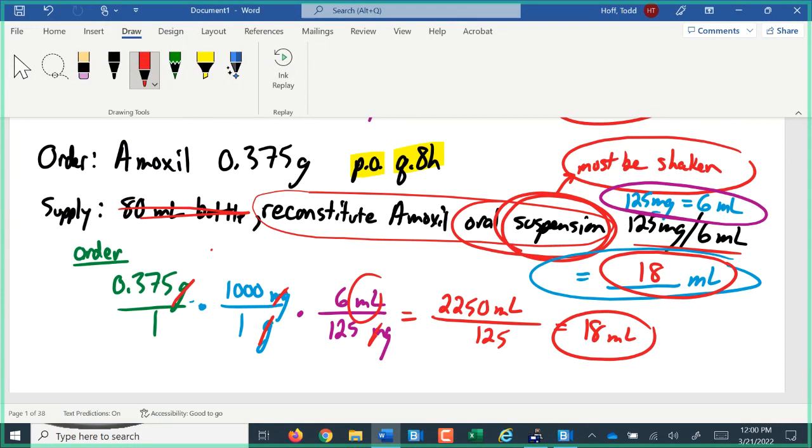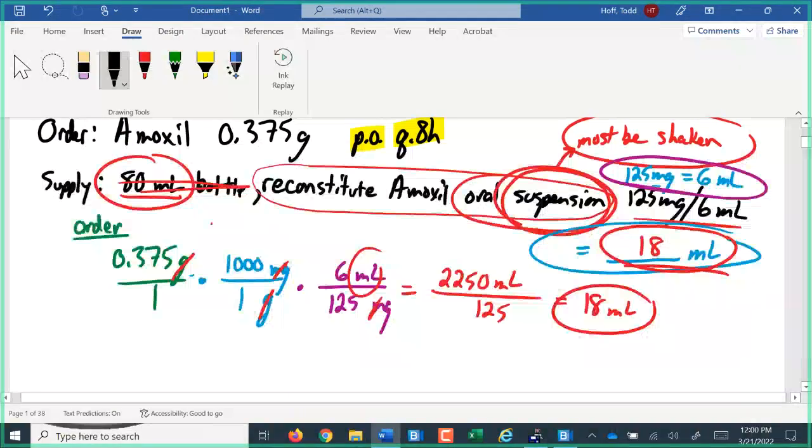Now here's the only place we would need this number here. This is an 80 milliliter bottle. This being 18 milliliters means there's going to be more than enough in a full bottle to fill our syringe, so we don't have to worry about that. Do we have any questions on these so far?